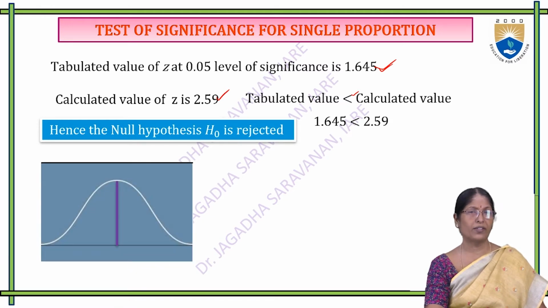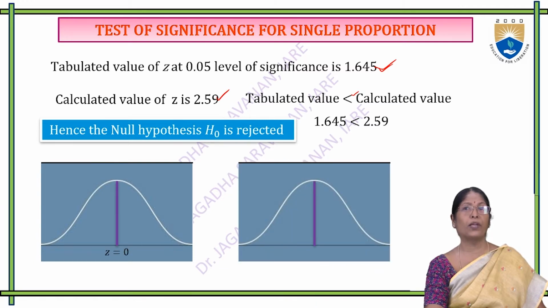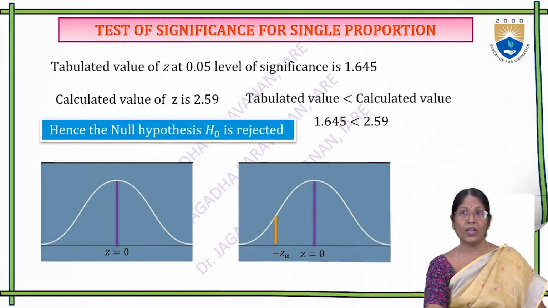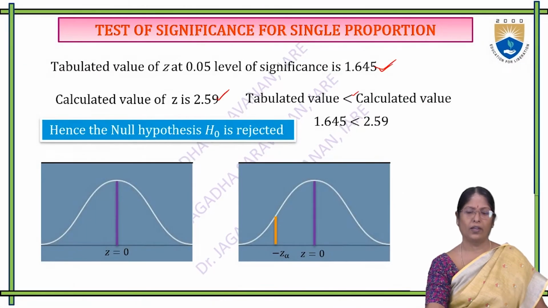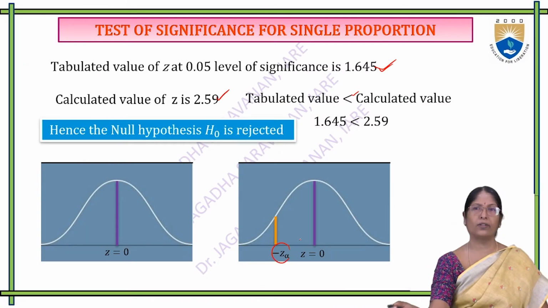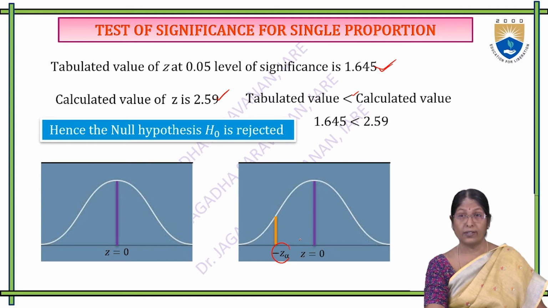So we can see this is the starting stage of the normal curve. The next development of the curve is here, we can mark minus Z alpha, yes, here only, this point, minus Z alpha.